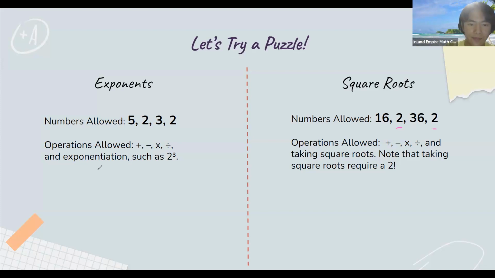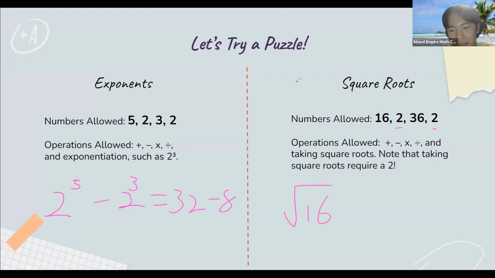So for the exponent question, what you have to do is put the 2's as bases and then put the 5 and 3 as exponents and then add them together. That would give you 32. Sorry, not add them together, I meant subtract them. Right? Subtract them, and that gives you 32 minus 8, which is 24. And for the other one, you take the square root of 16 and multiply that by the square root of 36, which is 4 times 6, or 24.